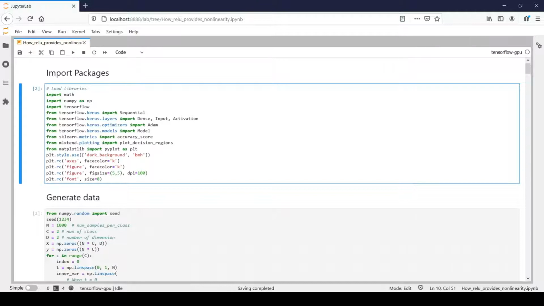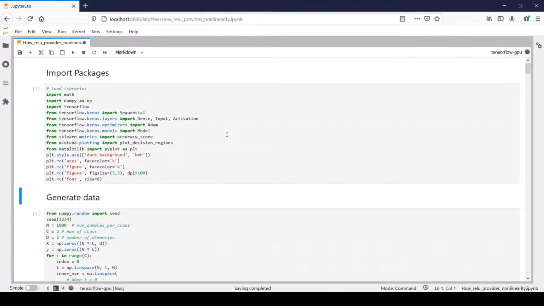Okay, so let's start. First, I will be importing all the required packages for building a neural network. And for that purpose, I will be using TensorFlow Keras. We'll simply run this cell.